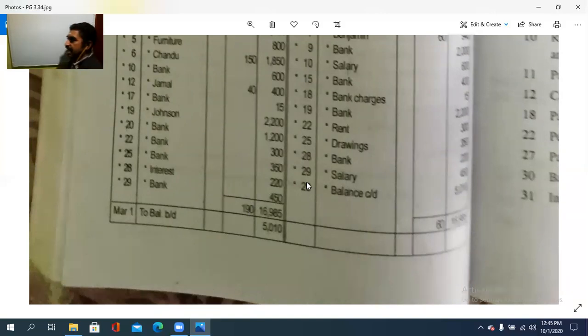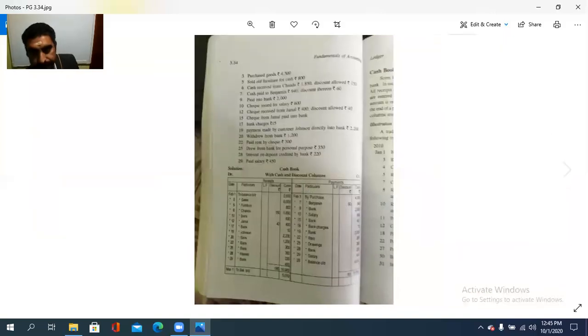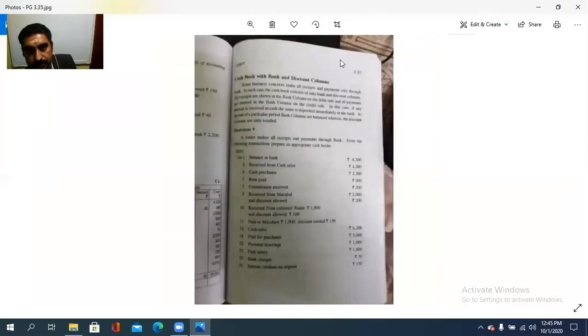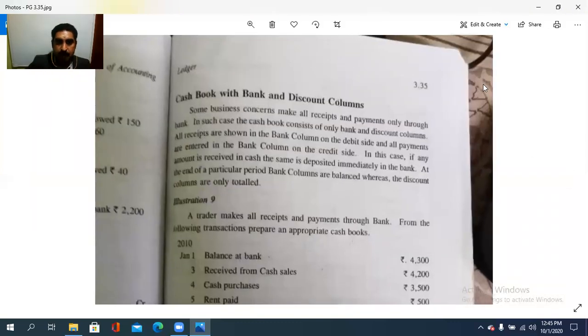Next, we need to see the cash book with the bank and the discount column. See, cash book with the bank and discount column. Some business concerns make all receipts and payments only through a bank. In such a case, the cash book consists of only one bank and a discount column. Discount is the same, discount received as well as discount allowed. Instead of the cash column, it is having the bank column.